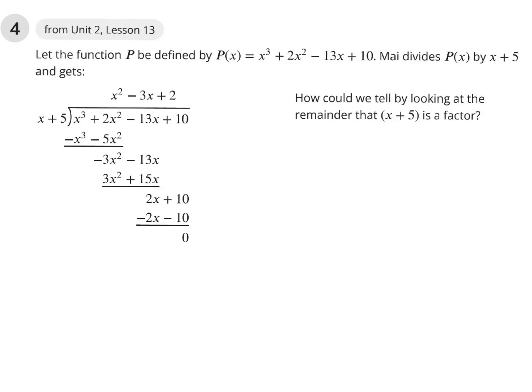Okay, let the function P be divided. May divides by x plus 5 and gets this. How can we tell by looking at the remainder that x plus 5 is a factor? The remainder is 0. Because the remainder is 0, that tells us that x plus 5, the divisor, is a factor of that polynomial because we get a 0 remainder.